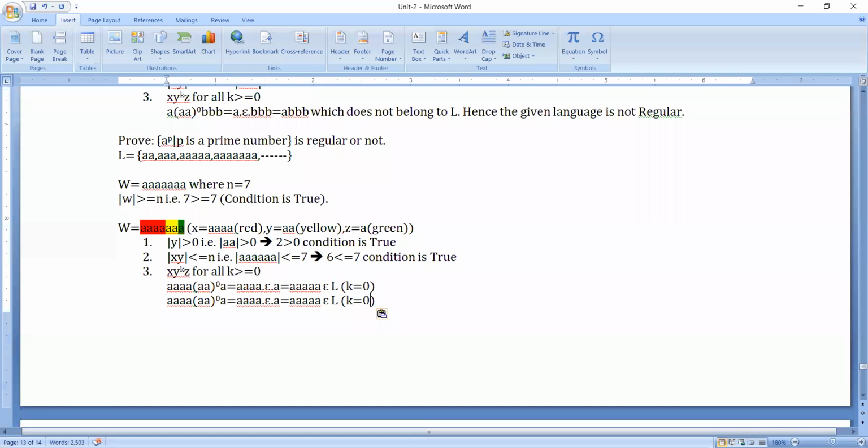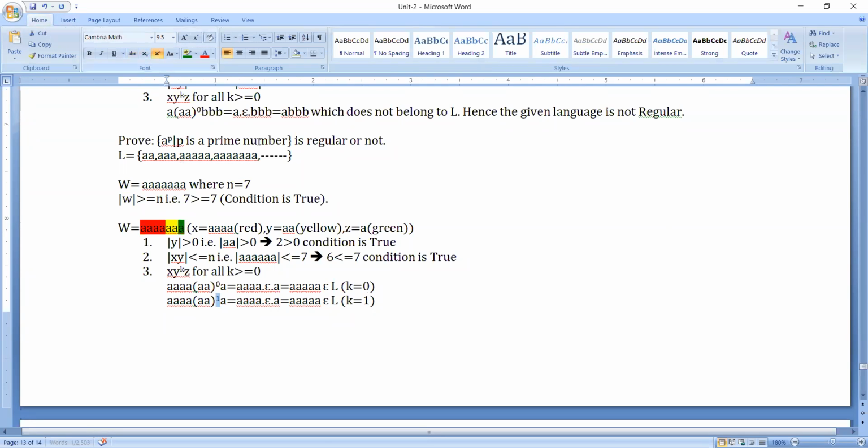Now let us check for k is equal to 1. This time it is not epsilon, it will be a. Now how many a's are there? These are 4, then 5, 6 and 7. So 7 a's are there, very good. So a power 7 is also fine.